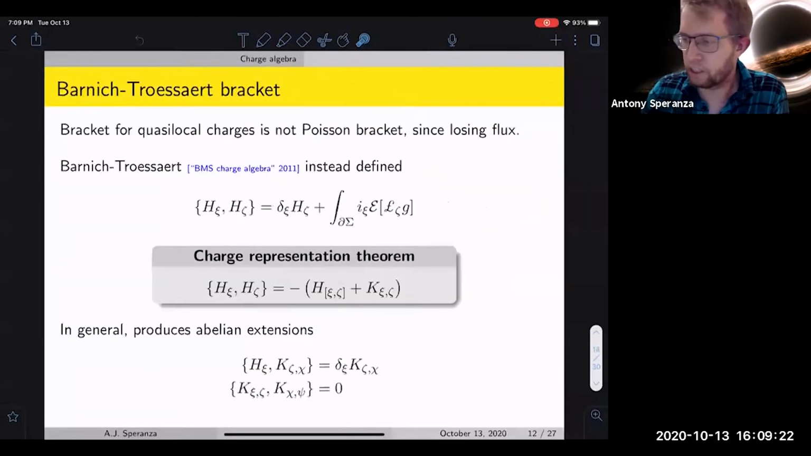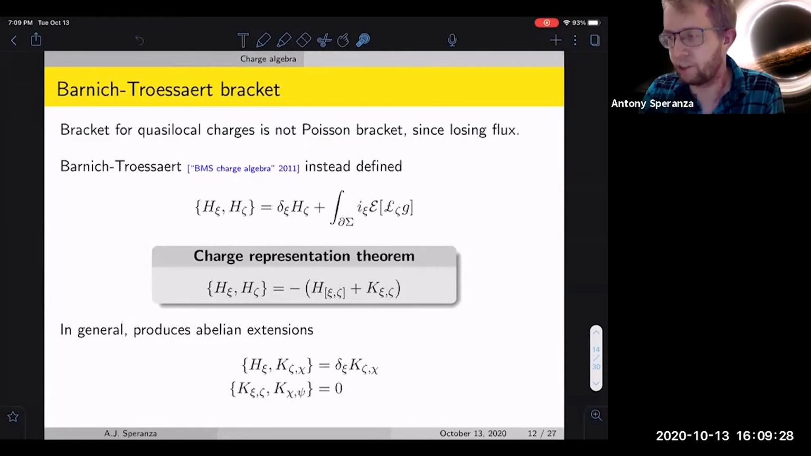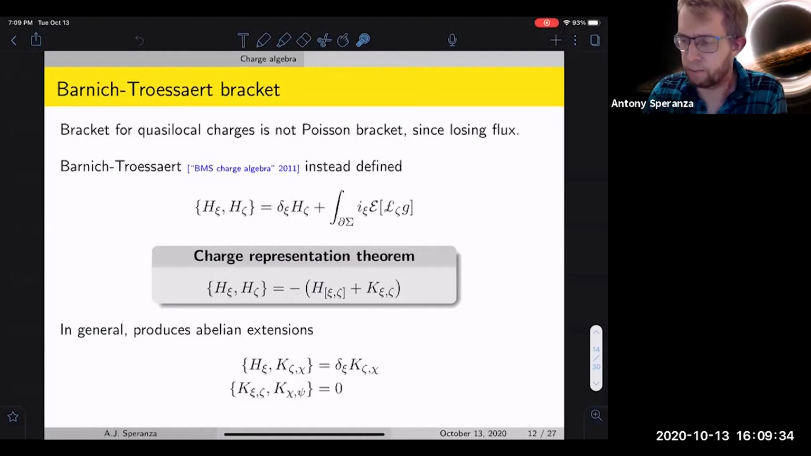The reason this is a little non-trivial is that, again, the charges aren't integrable, so you don't immediately get to use the Poisson bracket. Basically, they're not conserved charges because you're losing fluxes. But this problem's been considered before in this work on the BMS charge algebra by Barnich and Troessaert. And they defined this modification to the bracket where you would take the variation of the charge and you correct it by this flux term. And so this is what we'll take as the definition.